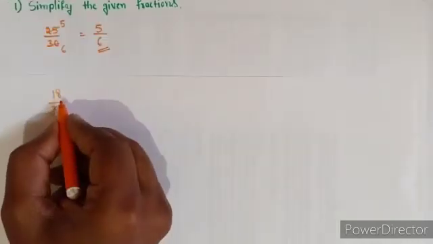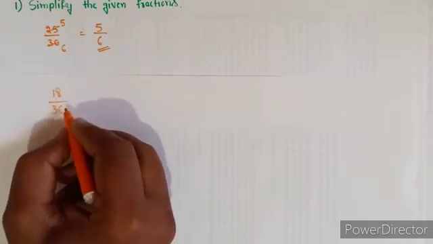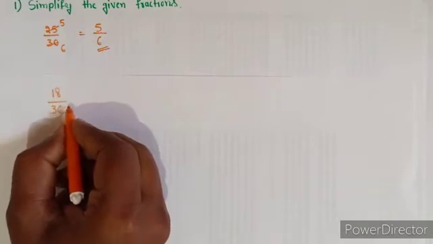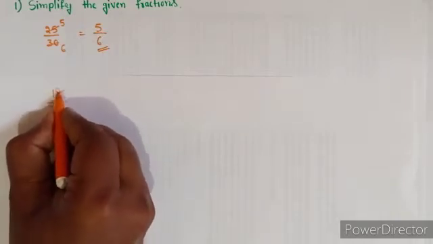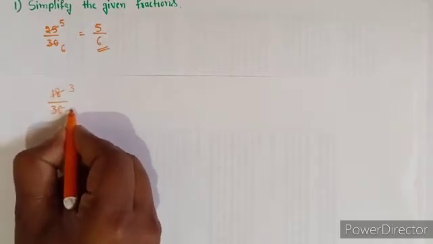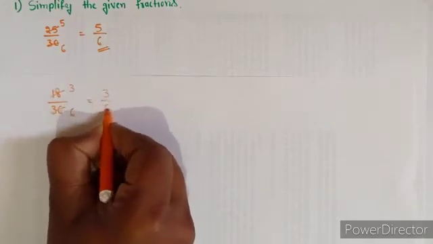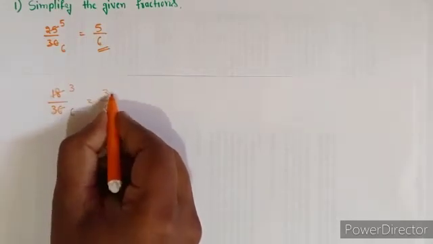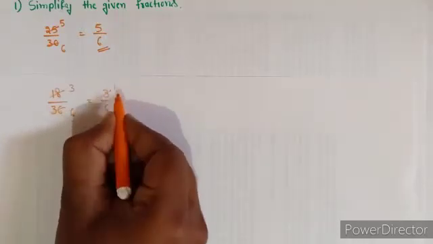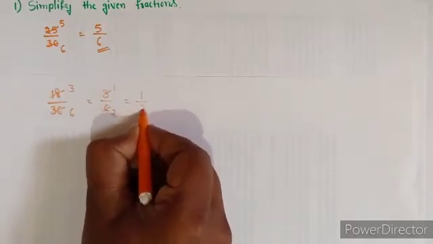Okay, like another example, 18 by 36, or 18 over 36. Here the given numbers are completely divisible by 6. Okay, 6 threes are 18 and 6 sixes are 36. So here we got 3 over 6, or 3 by 6. Again, this 3 and 6 are completely divisible by 3 only. Okay, 3 ones are 3, 3 twos are 6. So we got 1 by 2.